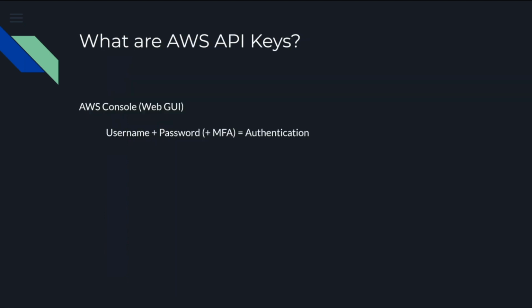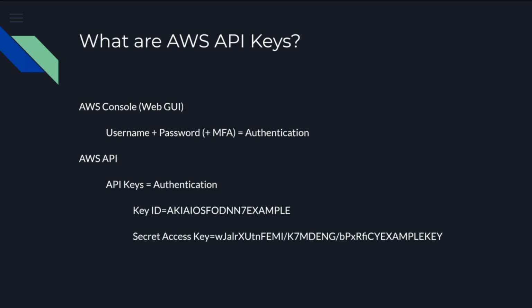Next up, let's talk about API keys. So the way you authenticate against AWS, you've got usernames and passwords, and hopefully you've got multi-factor authentication. So when you're in the web user interface, that's how you authenticate. With the API, you're just using API keys. That's all you're using for authentication for the most part. There's a couple examples that are different, but this is what an API key looks like. It has a key ID and a secret access key. The secret access key is used to sign requests to the API, and that's how it knows that you are who you say you are.